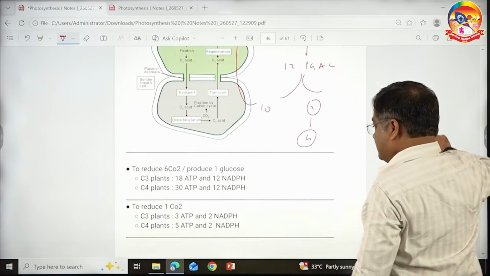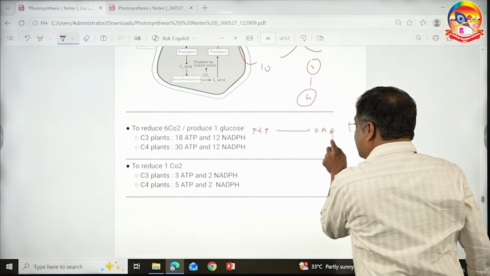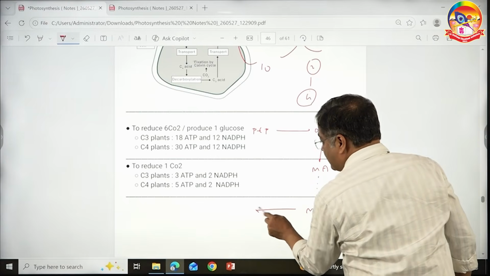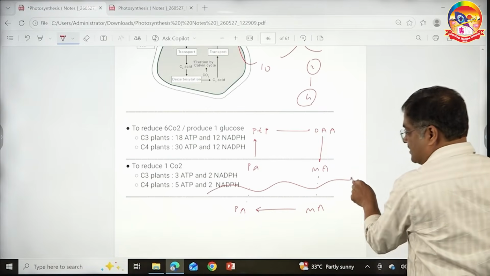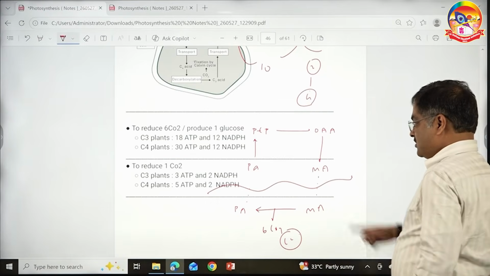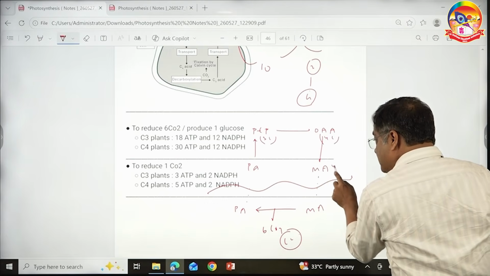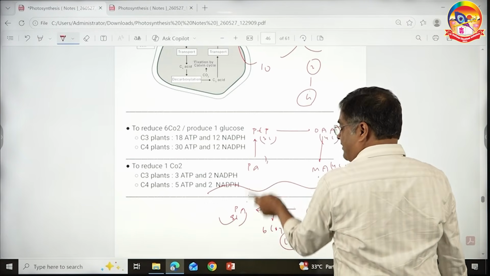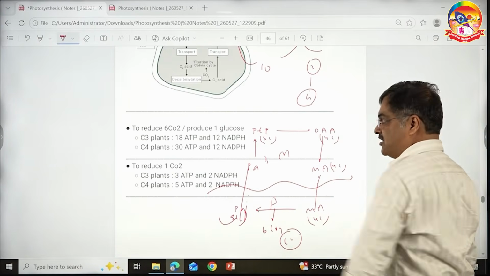Shall I tell you the easy way to remember? This is PEP. This is forming oxaloacetic acid. This is forming malic acid. Malic acid is transported and it is forming pyruvic acid. Pyruvic acid is transported back. This is it. And this CO2 lost here is accepted. This is the Calvin cycle. So all these reactions are in fact known to you. This is 3 carbon. This is 4 carbon. This is 4 carbon. This is 4 carbon. This is 3 carbon. This is 3. So the 3-carbon organic acid goes in this direction, and the 4-carbon organic acid goes from mesophyll to bundle sheath cells.